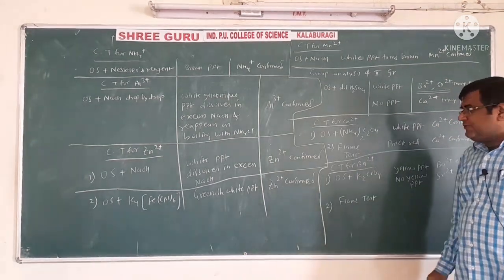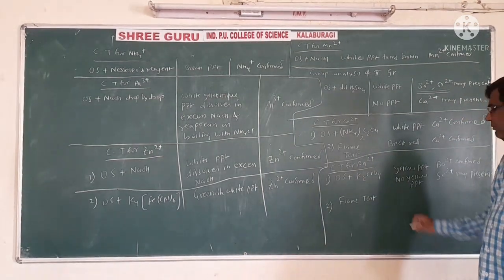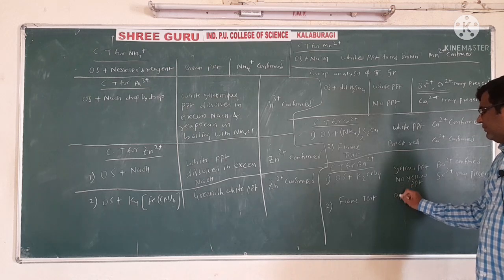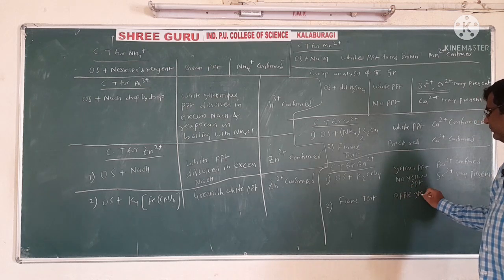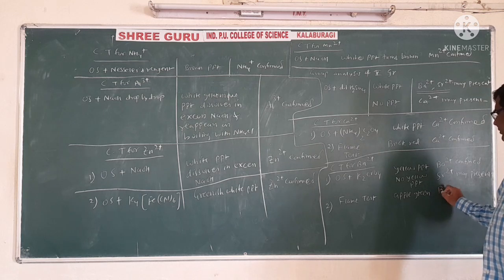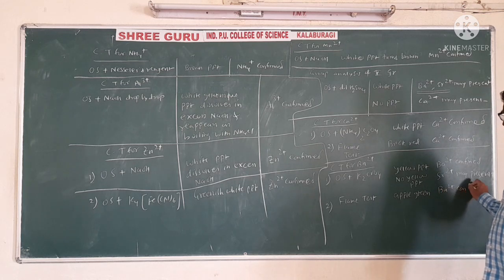What is the flame test for barium? We have to say that for barium, apple green color is obtained, and we have to say that Ba+2 is confirmed.